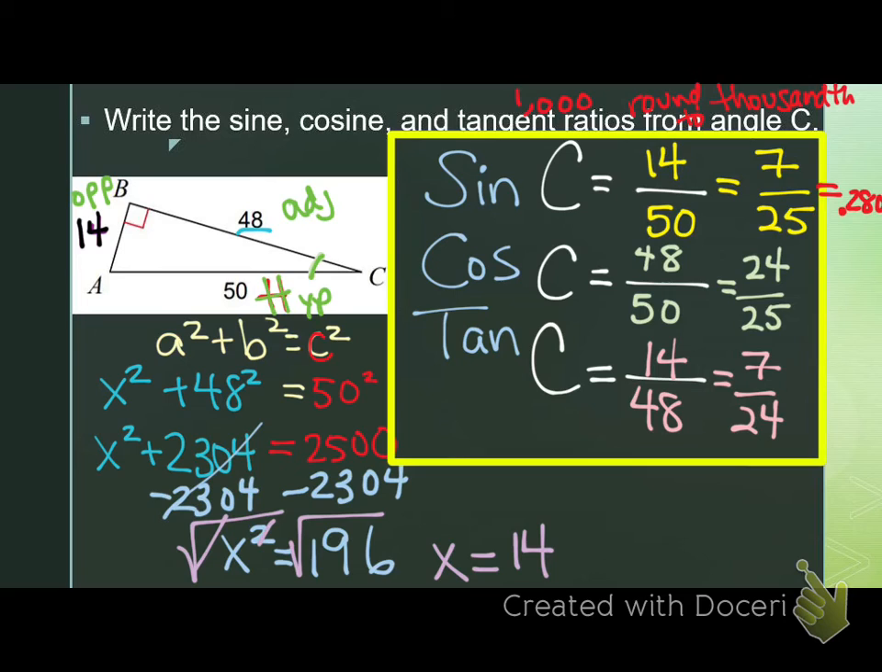24 divided by 25, this next one. Do you want to try it? 24 divided by 25. 0.96. I'm only adding a 0 at the end because I said the 1,000th, which is 3 decimal places. And then the last one, 7 divided by 24. 0.292. So 0.2916, that's a 6. Is it going to make the 1 round up or stay? It's going to round up to a 2.